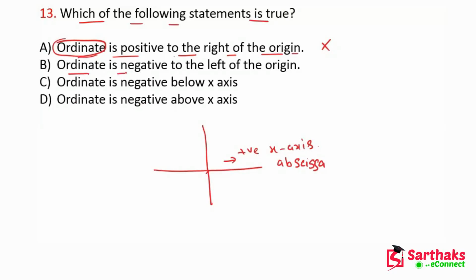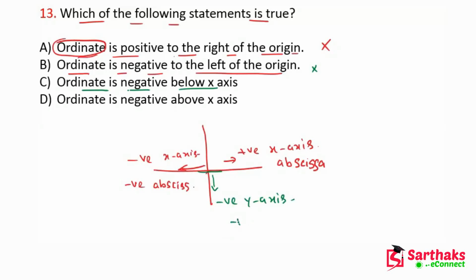Now, ordinate is negative to the left of the origin. To the left of the origin there is the negative x-axis, which means negative abscissa. So again, this statement is false. Now, ordinate is negative below the x-axis. Here is our x-axis, and below the x-axis there is the negative y-axis, meaning negative ordinate.